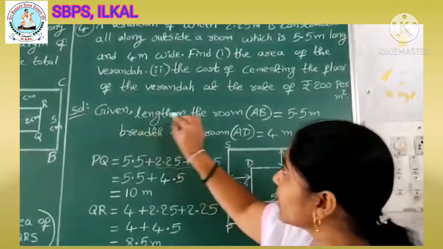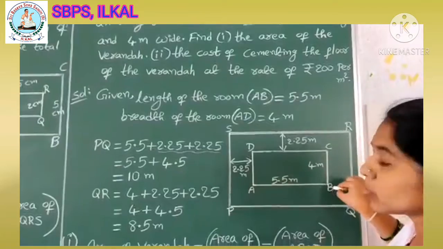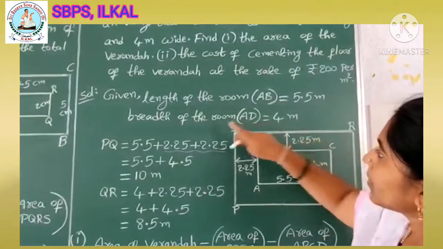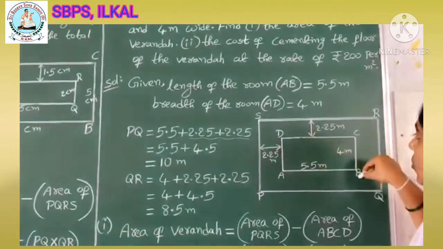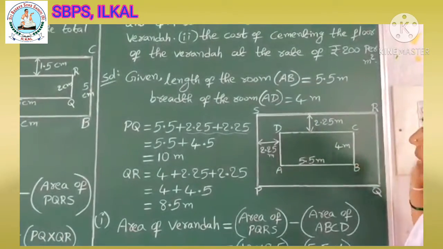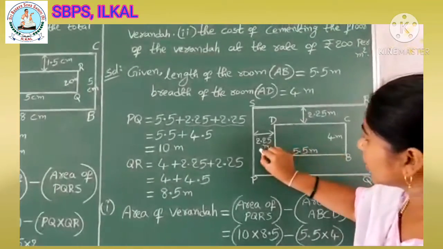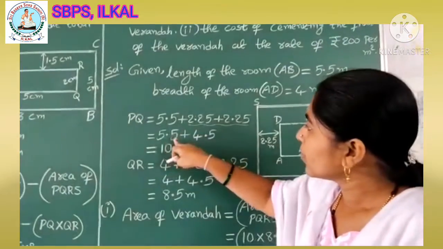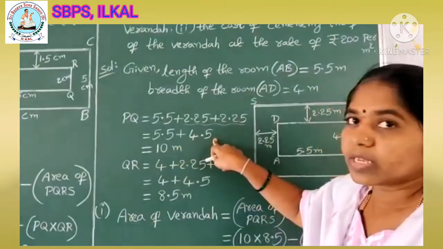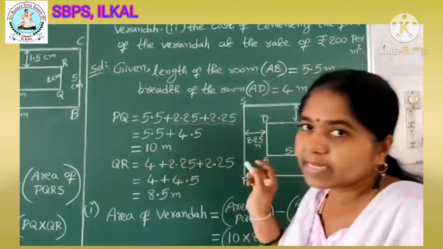Solution. Given length of the room AB is equal to 5.5 meter. Length of the room is 5.5 meter. Breadth of the room AD is equal to BC, then it is 4 meter they gave. PQ is equal to 5.5 plus 2.25 and here 2.25, which is equal to 5.5 plus 4.50. Okay, only single decimal place I have written, which is equal to 10 meter we will get.